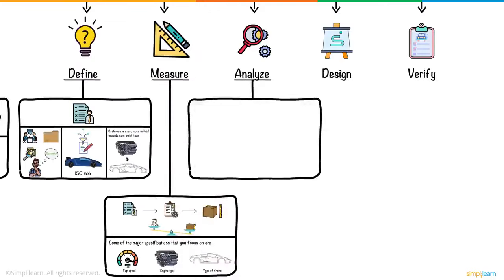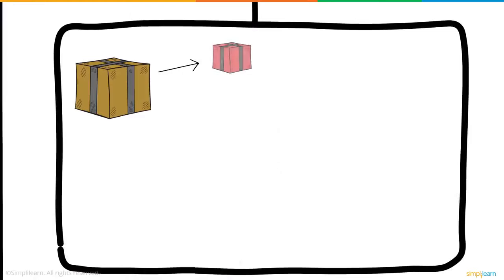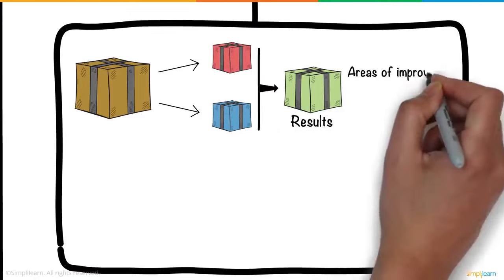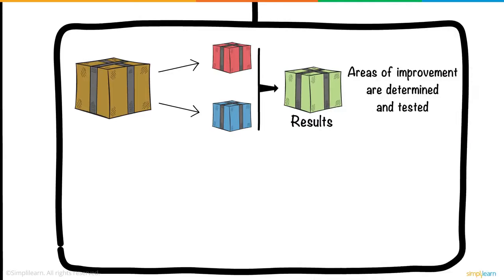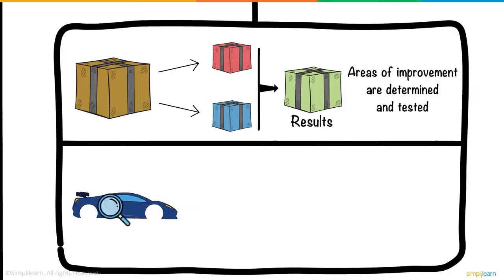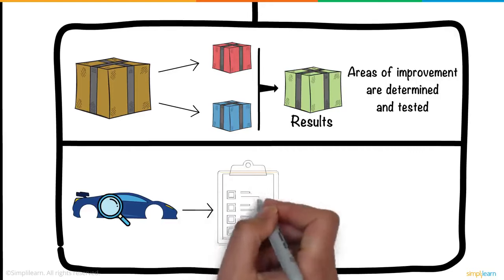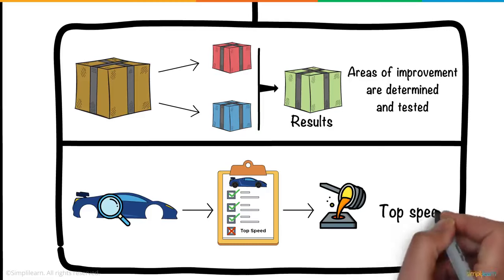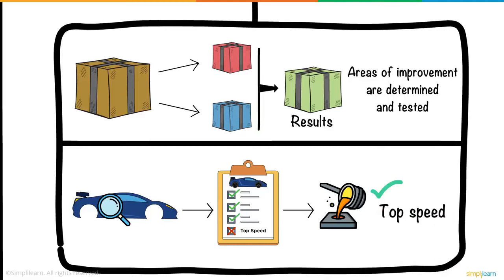In the Analyze phase, you analyze the product to determine whether there are better ways to achieve the desired results. Areas of improvement are determined and tested. Based on the analysis of the prototype created in this phase, you find that the product satisfies just about all of the customer requirements, except the top speed. So, research begins on an aluminum alloy that could possibly meet the speed requirements of the customer.